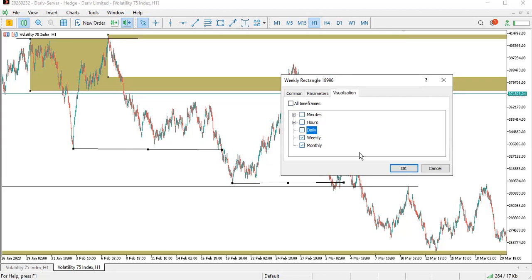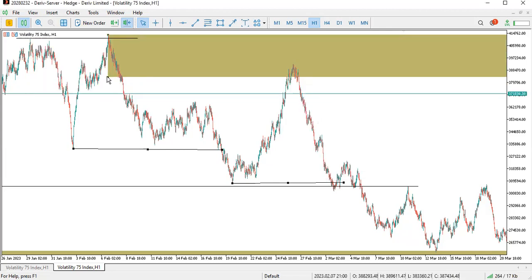Let me do this quickly. All right, cool. Now I hope this is for daily. Yeah, cool. Now this is for daily here. And then on daily, this is one big candle on daily. All right, so now we are on H1. This is one big candle on daily.